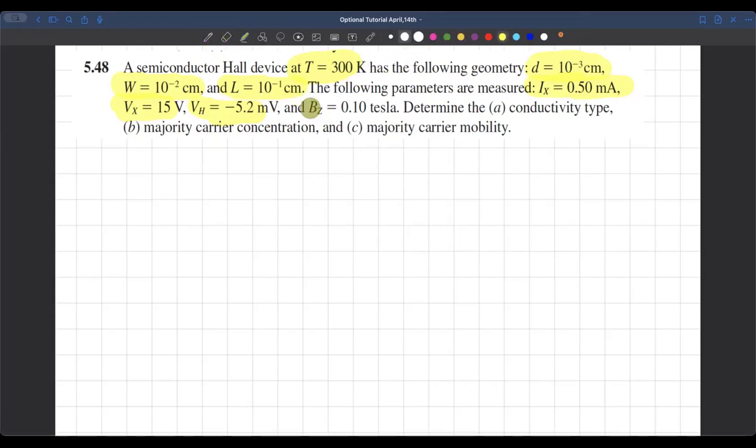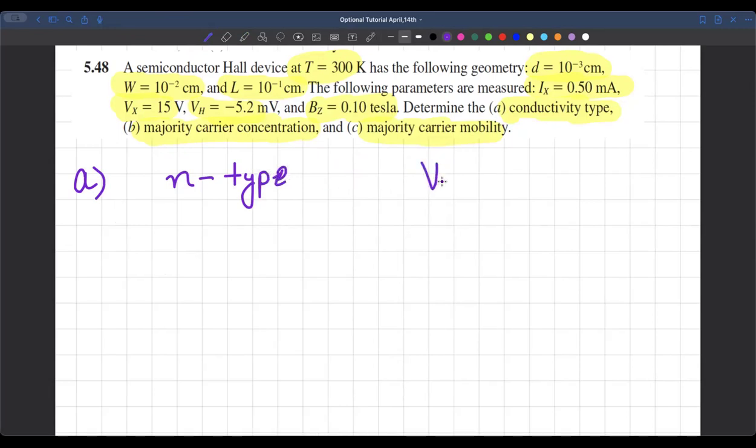Okay, so Bz, the Z direction. Determine the conductivity type. Fine, we already got that. Someone told us the answer. Majority carrier concentration: if it's n-type, of course it's the n majority, so the n value. You have the formula for n, no problem. We can get that. Majority carrier mobility, we have the formula for that. No worries, we just have to plug in the values. So it's going to be n-type. Why is it n-type? Because VH is negative, right?